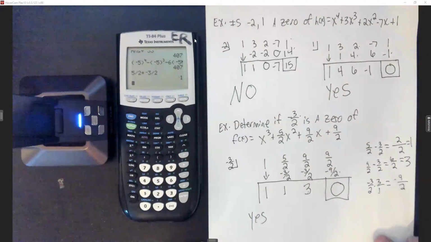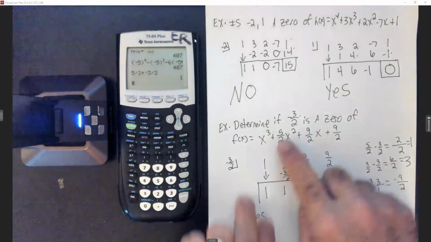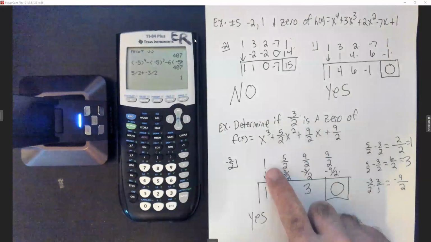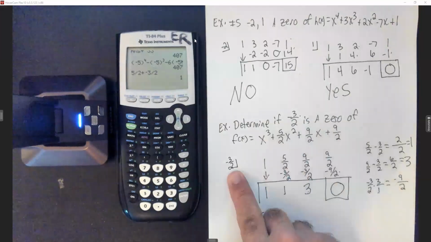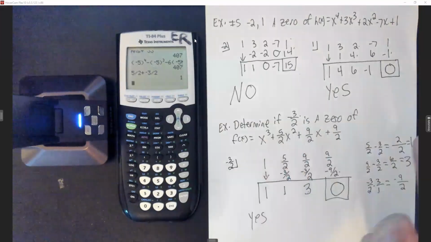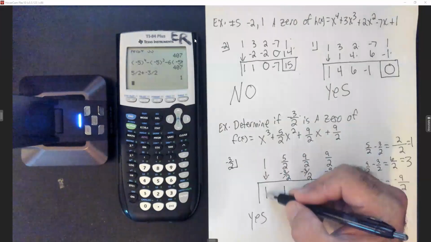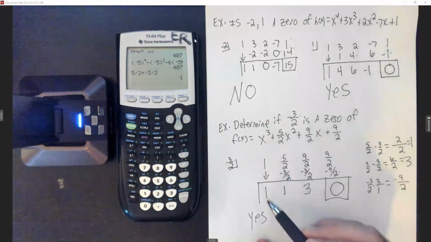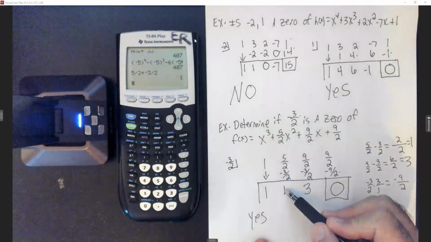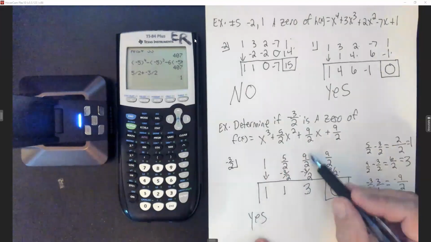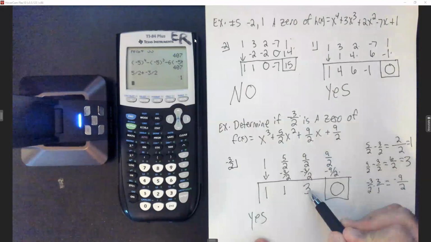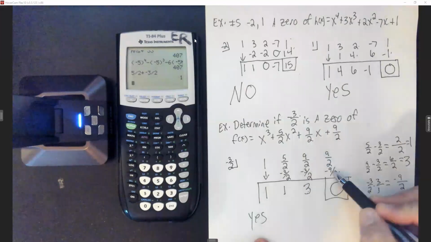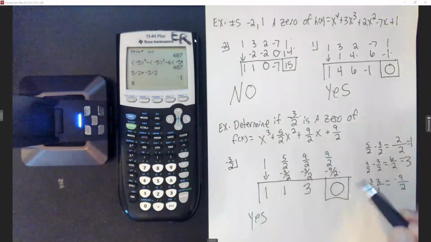Hey, so they're not bad. You just got to get used to writing out your numbers. Bring your little C over, which is the number you're checking. And then it's always bring the first one down, multiply to get the next column, add. Take that answer, multiply, get the next column, add. Take that answer, multiply, get the next column, add, and be done.